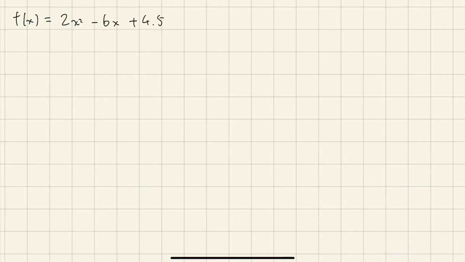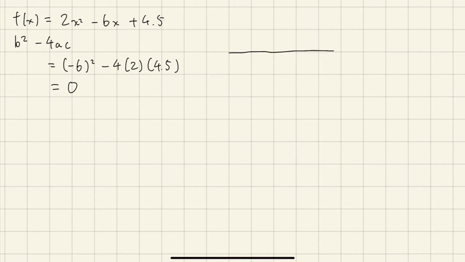Here we can see that we have a show that question, and so in order to show that there's one point touching the x-axis, we'll simply find the discriminant of f of x. We can see that the discriminant is 0, which tells us that there's only one value at which the function equals 0, also meaning that f of x only touches the x-axis at one point. Thus, we've shown that the function f of x only touches the x-axis at one point.